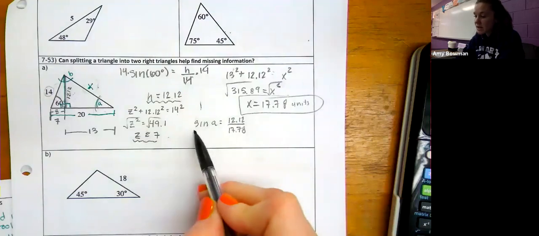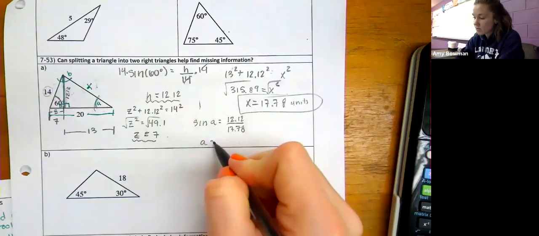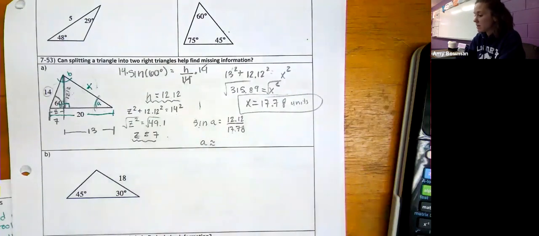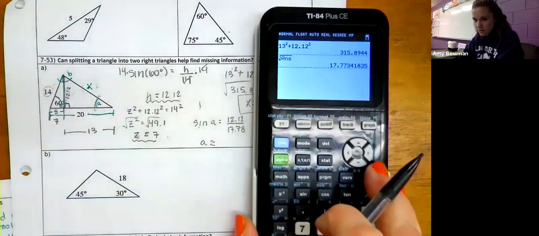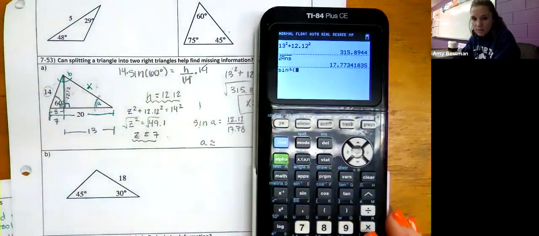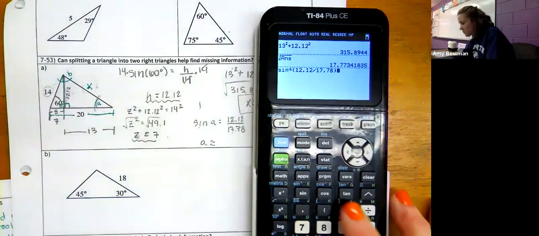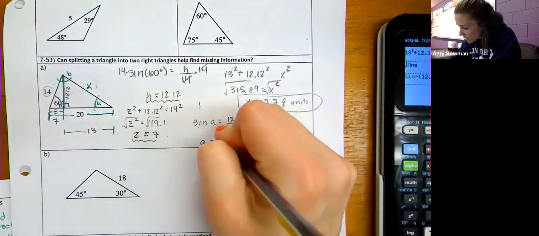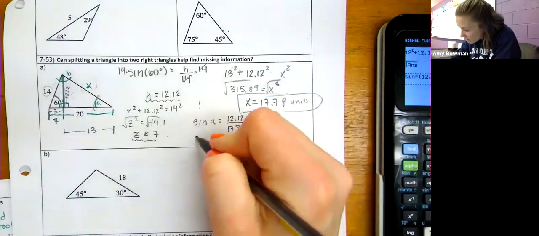Now that's the sine of A. I want A itself, so I have to undo sine. I need to do the inverse sine of 12.12 divided by 17.78. And I get 42.97, so about 43 degrees. So A is 43 degrees.